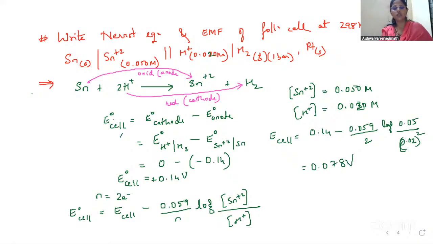0.078 volts. So this is another example of how we represent a Nernst equation, and using that how we can find the EMF. We had seen the applications of the Nernst equation: finding the EMF, the equilibrium constant. All these things we have seen, yes or no? So using that we can solve the examples.